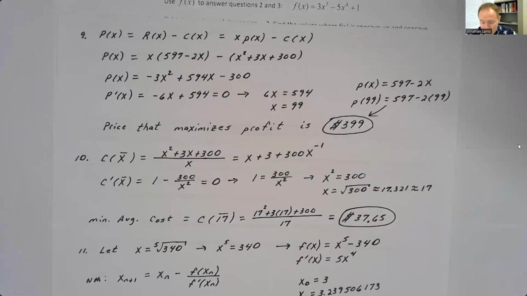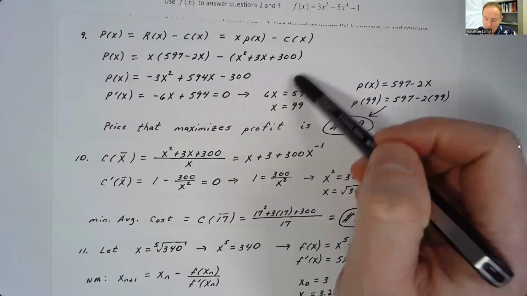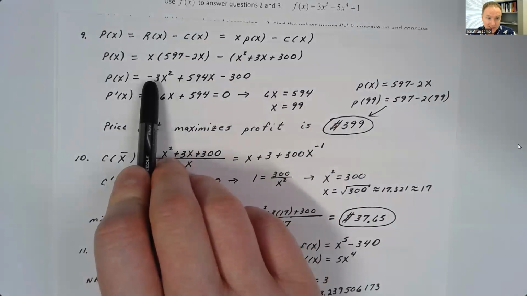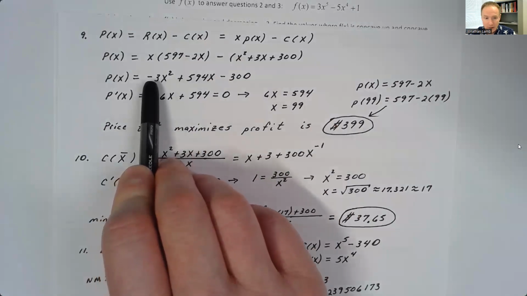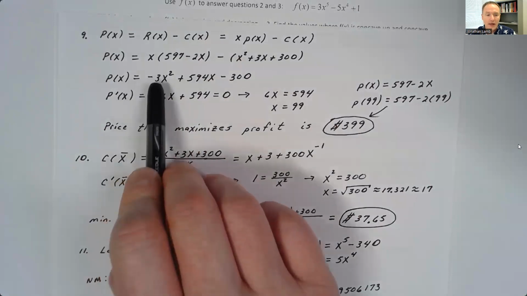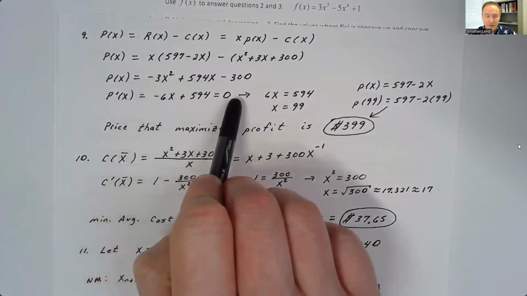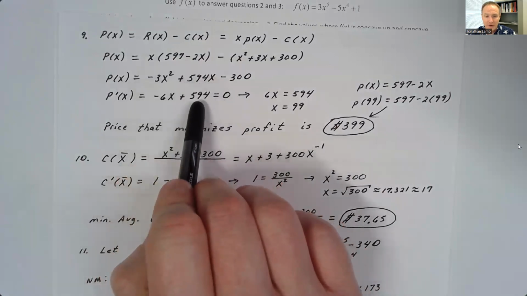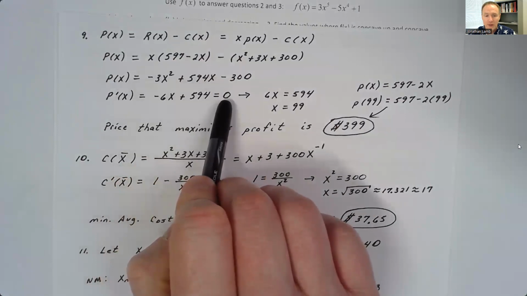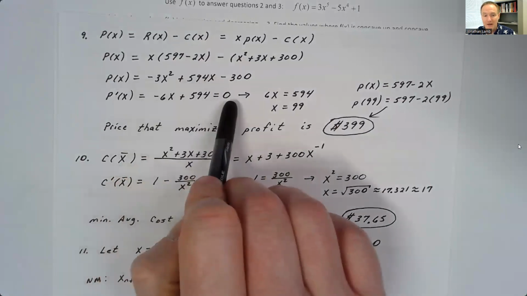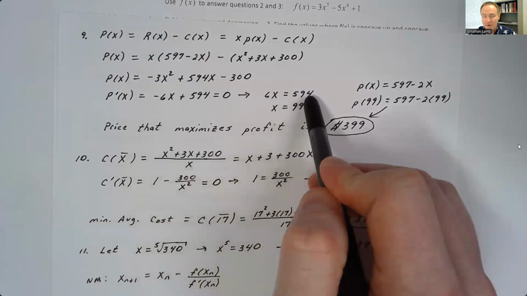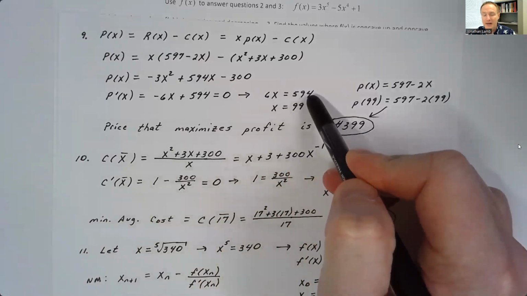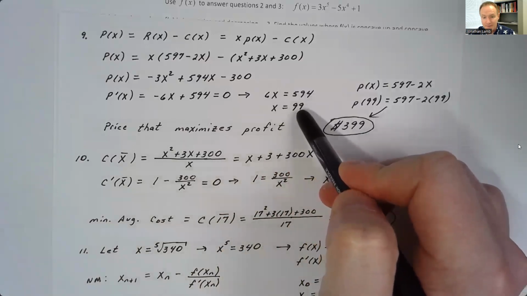And then I need to find where that profit function is maximized. I know the critical point is going to be the one that maximizes it because it's a negative quadratic. Any critical point of a negative quadratic will maximize it. So all I have to do is take the derivative and set the derivative equal to 0. My derivative here, negative 6x plus 594, is equal to 0. So then 6x is going to equal 594. Divide by 6, you get x equals 99.